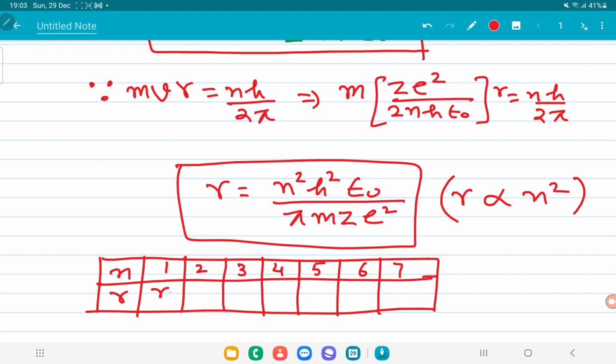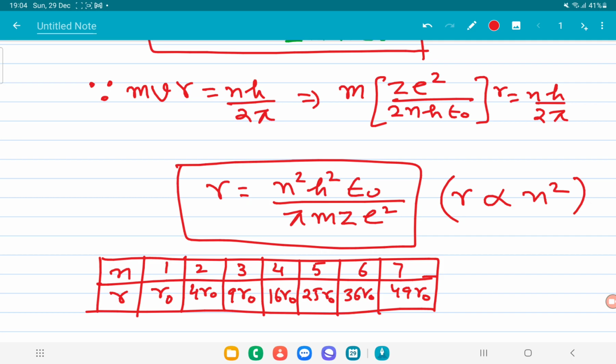So if the radius of the innermost orbit is r naught, then it should be 4r naught, 9r naught, 16r naught, 25r naught, 36r naught, and 49r naught. Provided we are talking about the same atom. For example, if this is the case for the hydrogen atom, the ratio will remain that. Now it can be asked what is the ratio of the first 3 stationary states according to Bohr's theory. So the answer will be 1:4:9.